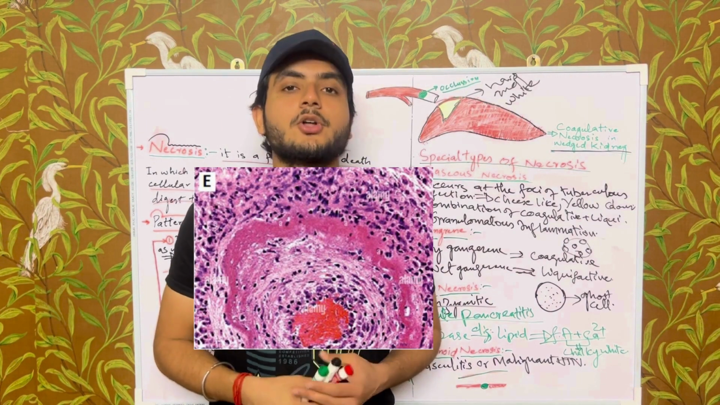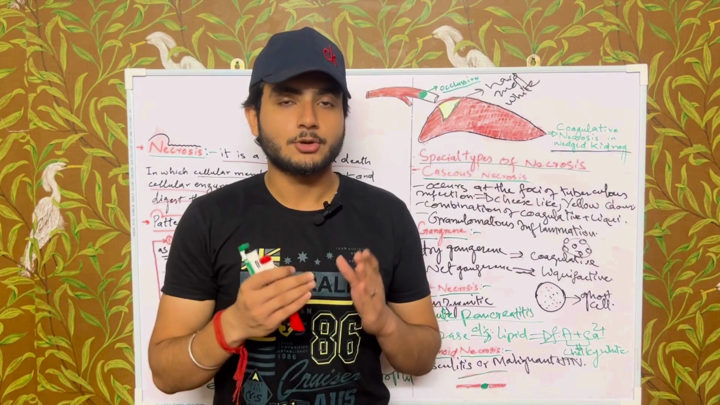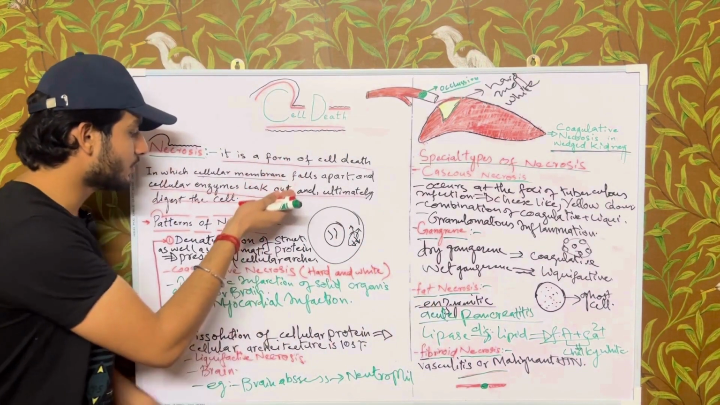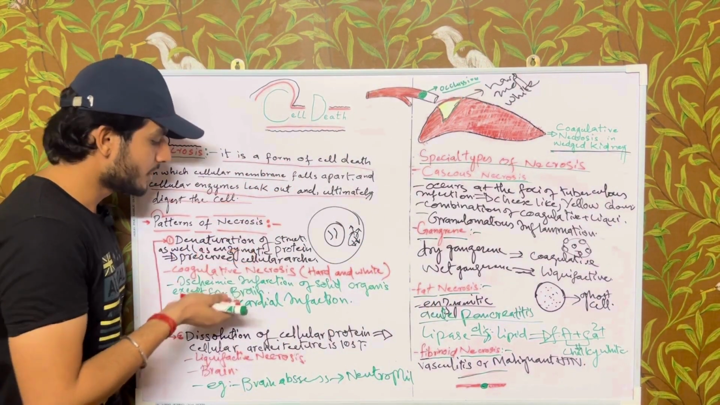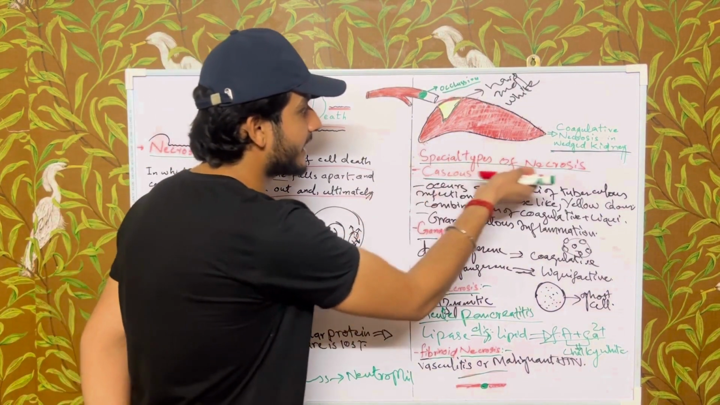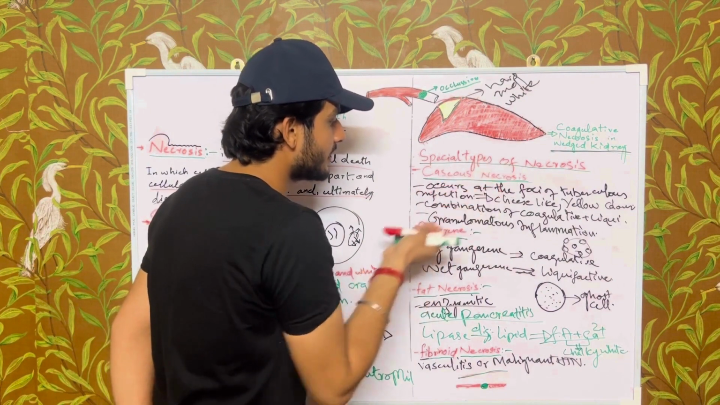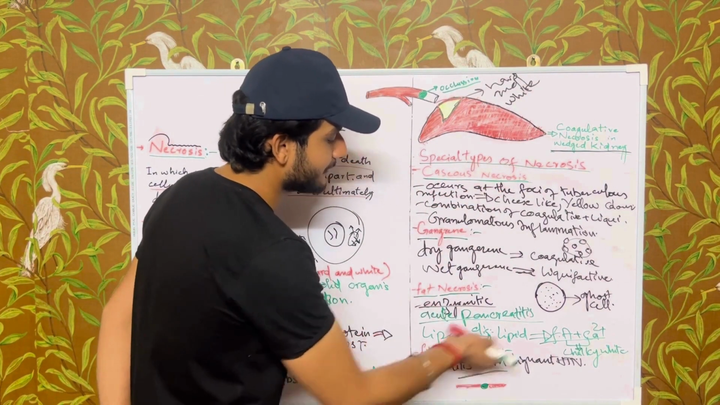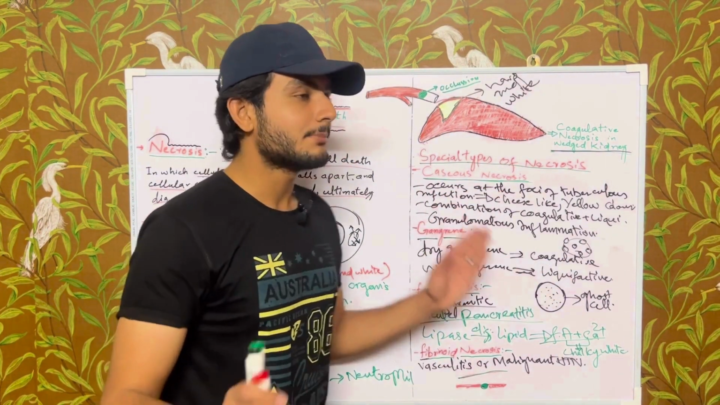So it was all about necrosis. In this topic, we discussed the definition of necrosis, the patterns of necrosis primarily, which are the coagulative and liquefactive. We also discussed the special types of necrosis, which include caseous, gangrene, fat necrosis, and fibrinoid necrosis, alongside the examples and diagrams.